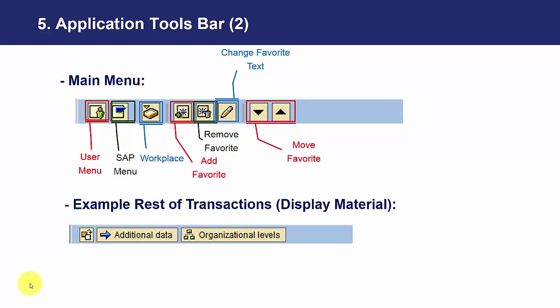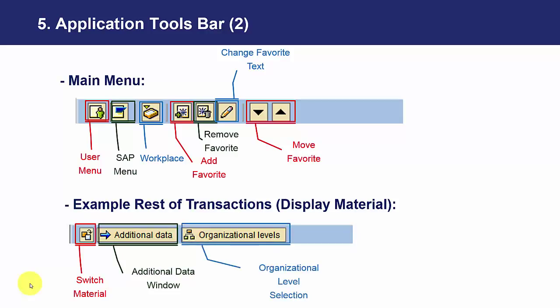In this case, we are seeing the ones we saw in the display material, and here we can switch material. This button is used for switching. It can be a material or it can be another different object. Additional data to see more data about this master data, and organizational levels just to select different organizational levels in this master data or in this transactional data if you were in a transactional data transaction.